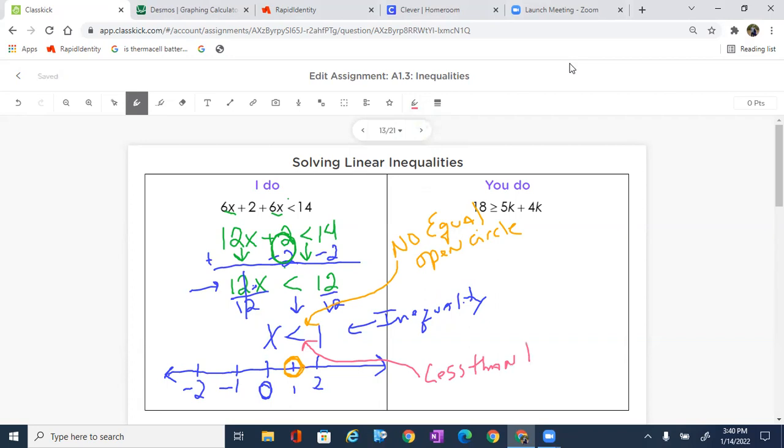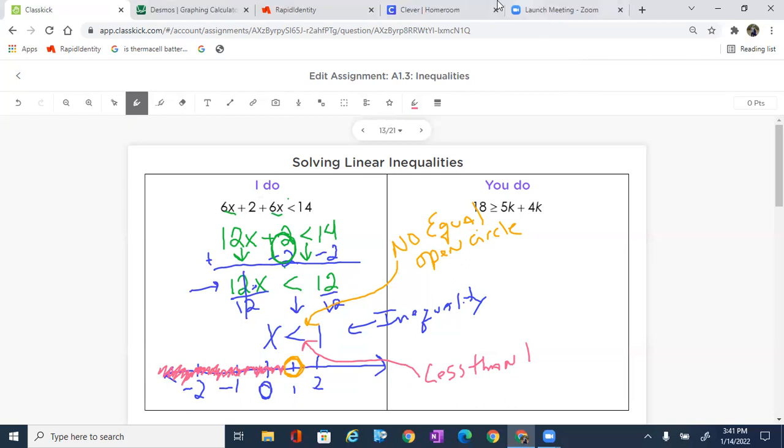Less than 1. Well, what's less than 1? 0 is less than 1. -1 is less than 1. -2 is less than 1. And it just keeps going. So when we shade this solution set, we can just keep going. We can write it as an inequality, x less than 1. We can also graph it on our number line.